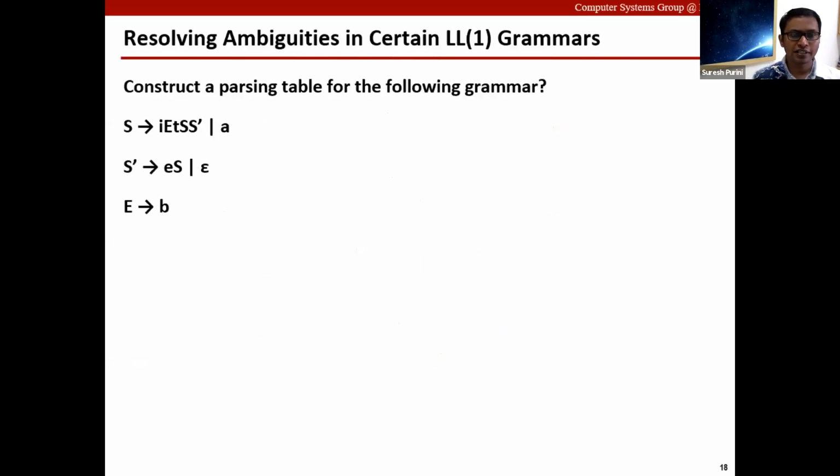So in a couple of classes back, I said that when there are ambiguities in the grammar, there are two approaches to take care of it. One approach is to rewrite the grammar, the other approach is to tell the parser to lean towards a particular parsing strategy. The grammar that you are seeing here captures the problem associated with if-then-else statements.